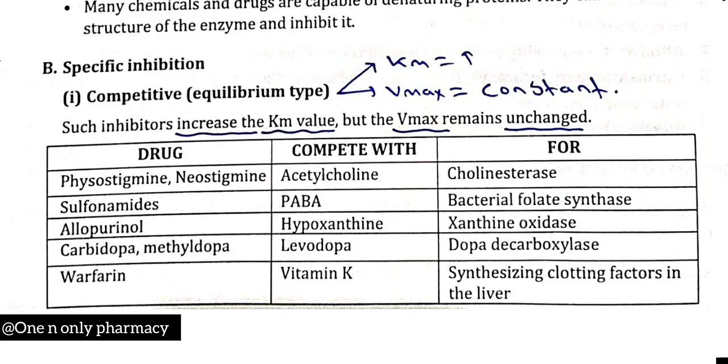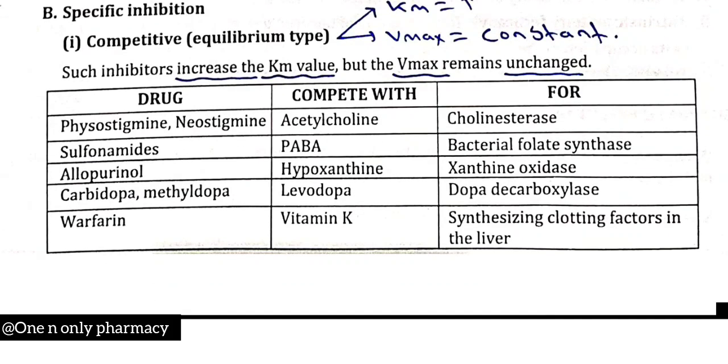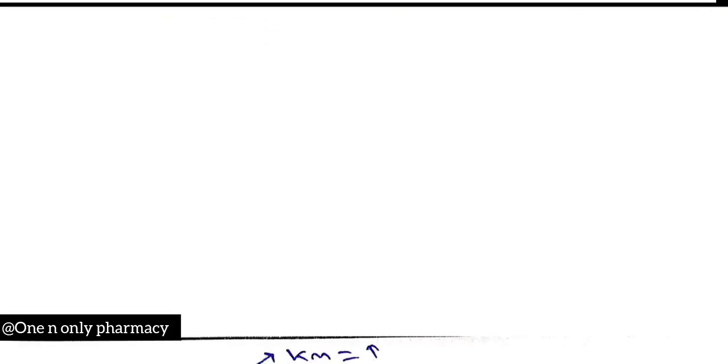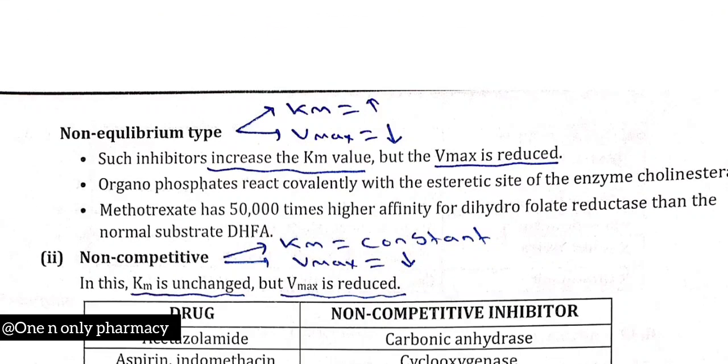Next, carbidopa and methyldopa compete with levodopa for dopa decarboxylase in the brain. Next, warfarin and vitamin K: synthesis of clotting factors in the liver. Both act on the liver as coagulants. Second, the non-equilibrium type means non-competitive, in which the Km value is increased but the Vmax is decreased. Such inhibitors increase the Km value but the Vmax is reduced.